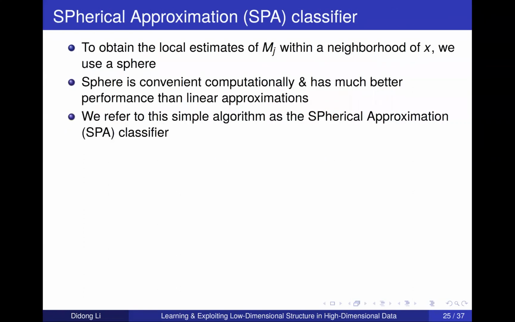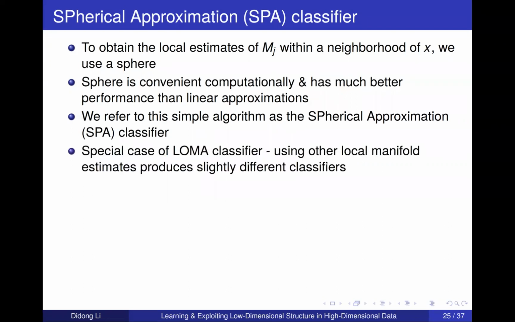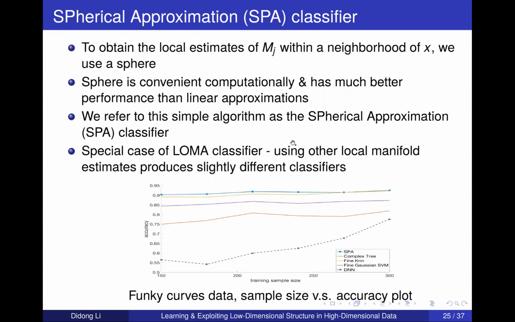So we refer to the simple algorithm as the SPA, spherical approximation classifier. SPA is a very special case of LOMA, but feel free to replace this spherical approximation by any other approximation. You will get the corresponding version, but still it's in the LOMA framework. Okay, here's the result for the funky curves.